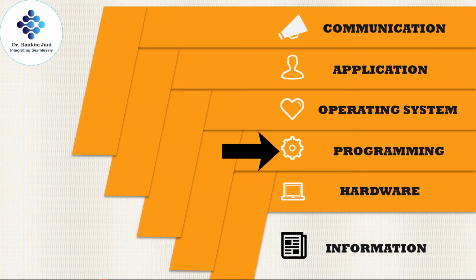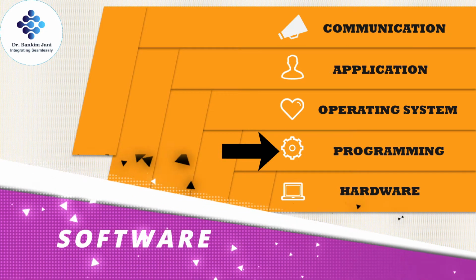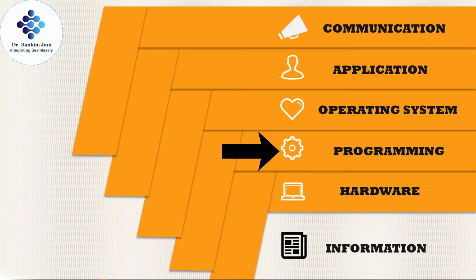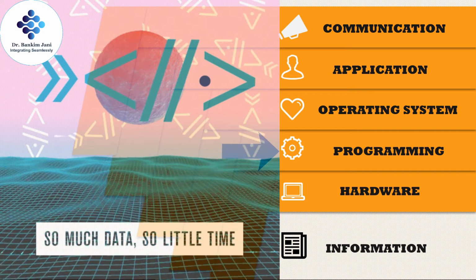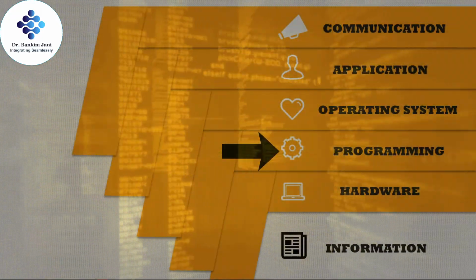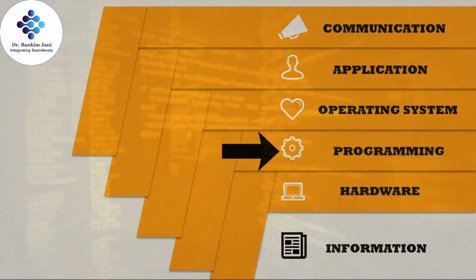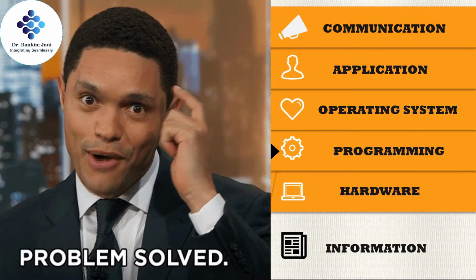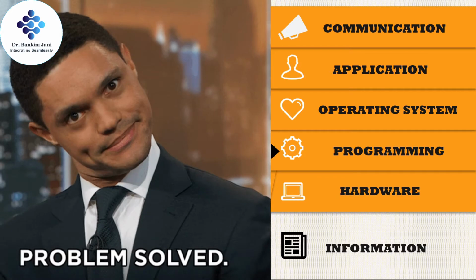Moving on to the programming layer, that deals with software. Now software is the set of instructions used to accomplish computation, and it manages data. These programs can be of many forms, many different levels, and can use many languages, but the final purpose remains the same: to solve problems.